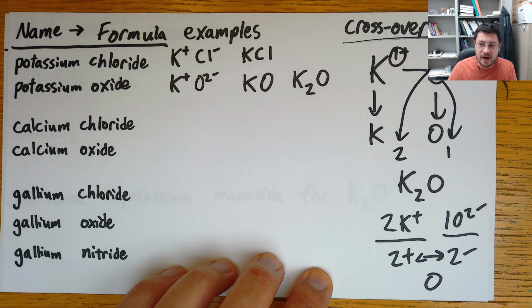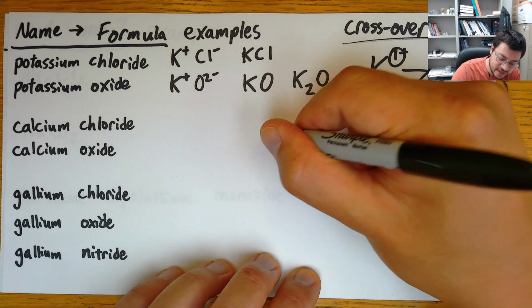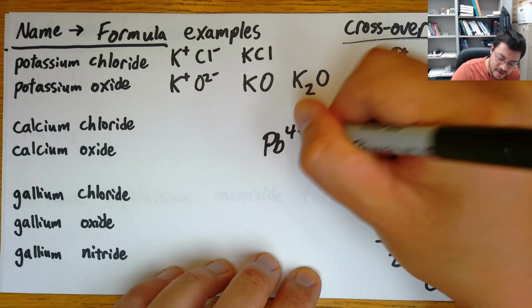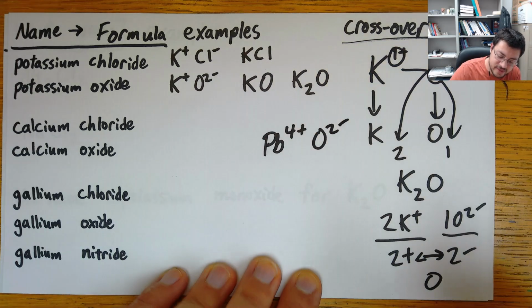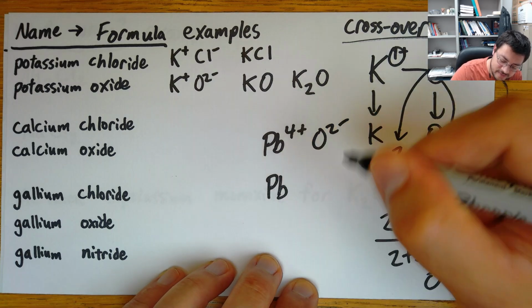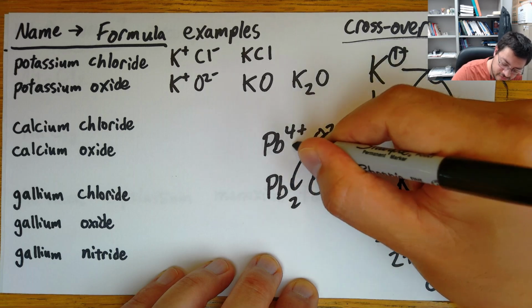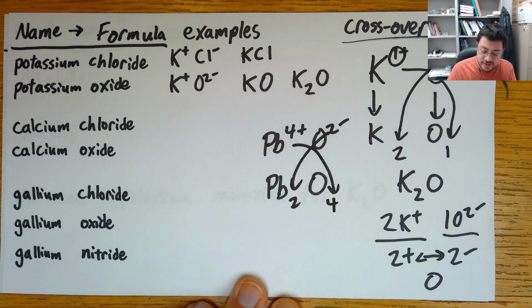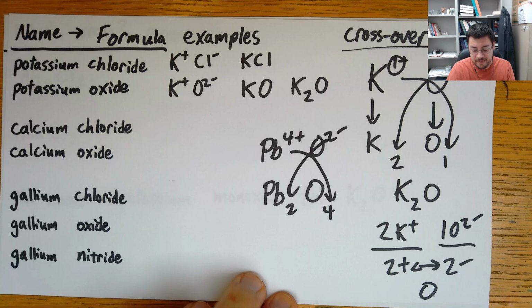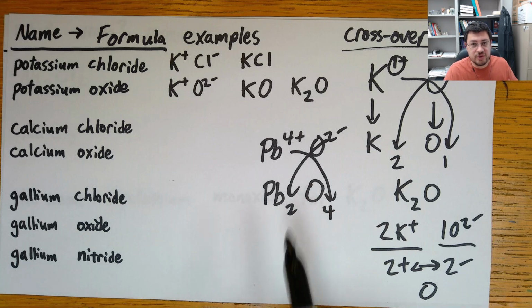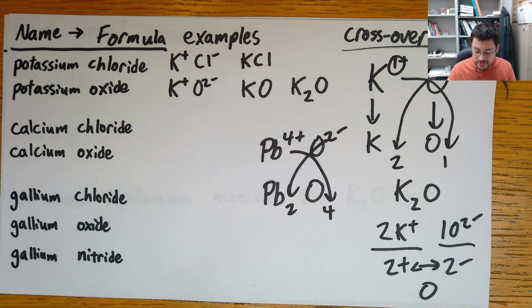It's great. Where some teachers get scared of crossover method is, what if you had something like a lead 4 plus cation and then an oxygen 2 minus? You would go Pb, you would go O, that 2 you put there, and that 4 you go there. And it looks like the answer is Pb2O4. This is electrically neutral, so that's a step in the right direction. But remember, when it comes to ionic compounds, we have to express things in the lowest ratio possible.